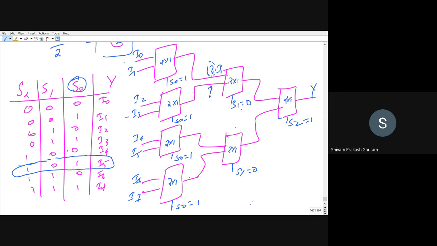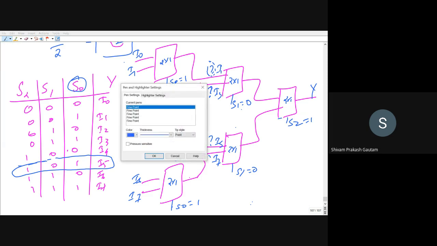What will be the output here? I2. No, S0 is 1, so I3. In this case here? I5. And the last case? I7. Now, just wait.